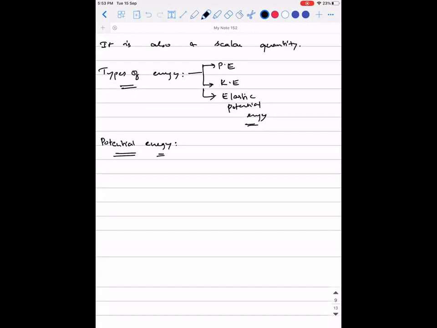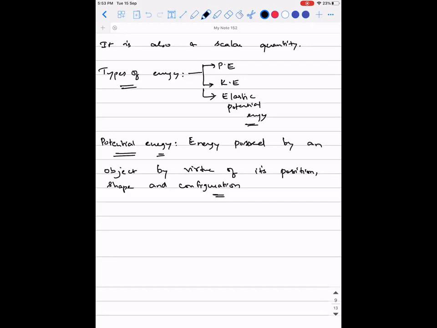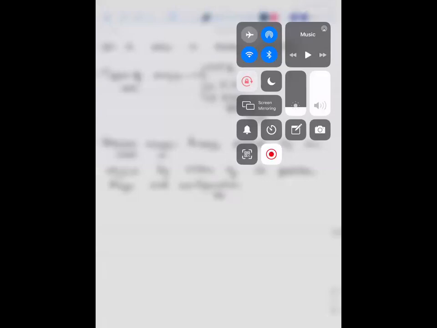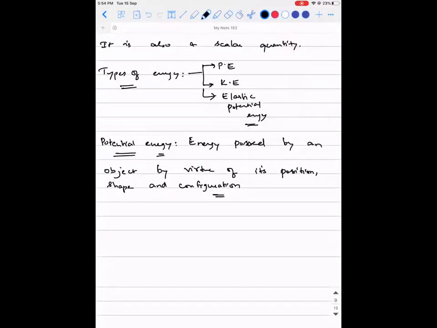So what is potential energy? Energy possessed by an object by virtue of its position, shape, and configuration. So if there is an object which possesses potential energy, it is possessed due to the position, shape, and configuration of the object.